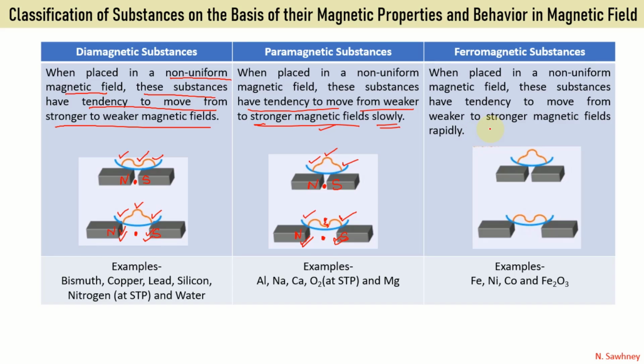Same is the case with ferromagnetic substance. They also have the tendency to move from weaker to stronger magnetic field, but rapidly. Same is shown here, that is, they try to collect at the center where the field strength is greater, and if the poles are at a far distance, they will try to collect at such a place where the magnetic field strength is high, that is near the poles, and will try to leave the central part where the field strength is less. There can be many examples of diamagnetic, paramagnetic and ferromagnetic substances.